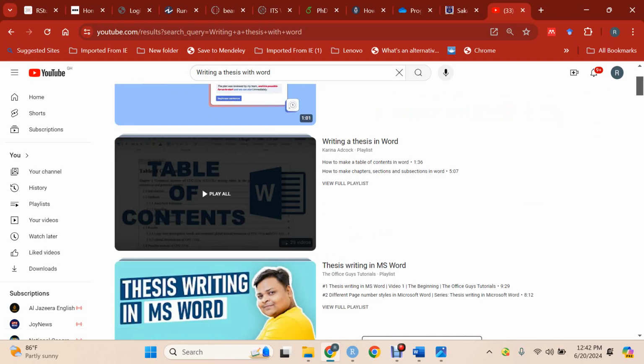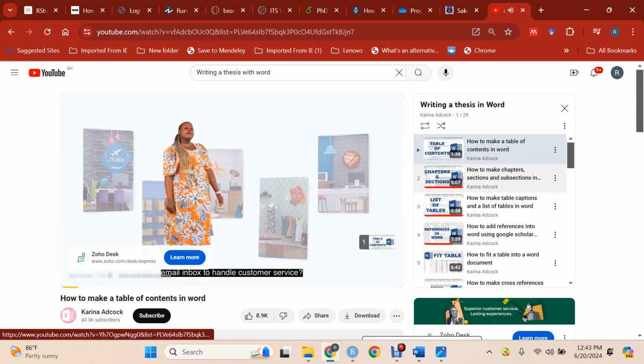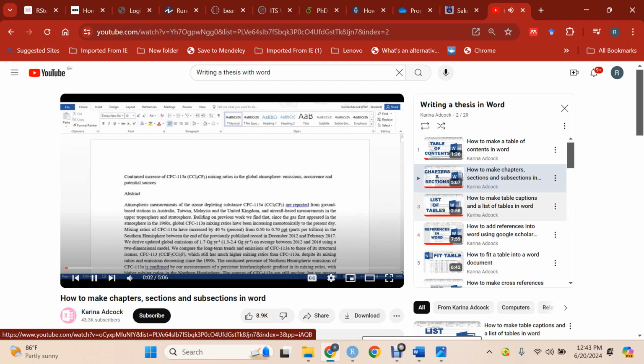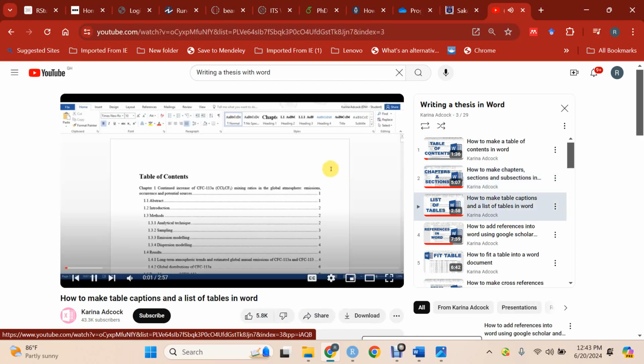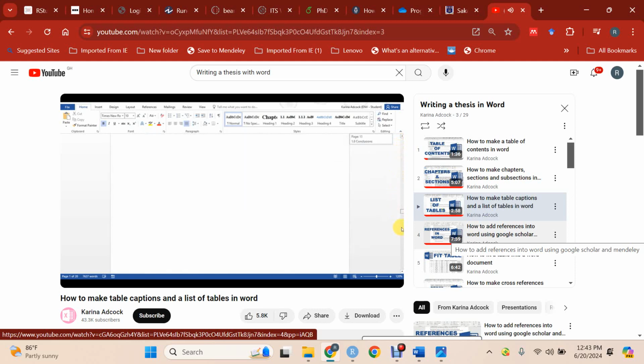Okay, so let's assume we come here. You are not interested in whatever is going on, you just want to know how to do it. So how to make chapters is there. How to make table captions. That's what I did earlier. Is that okay? How to even do references. You know, referencing, you don't have to finish your work and then go looking for reference numbers. That's what some of your colleagues are doing.